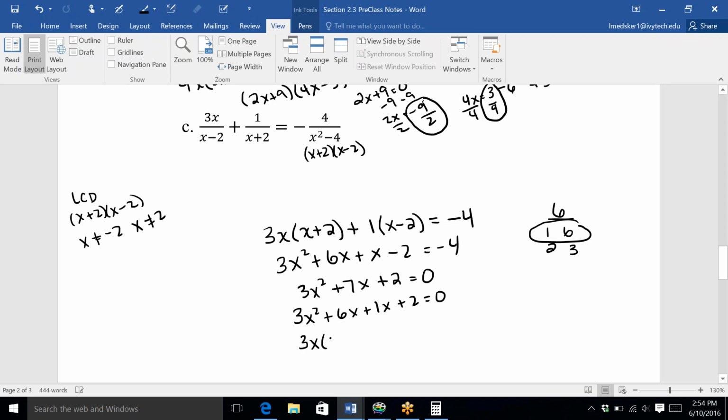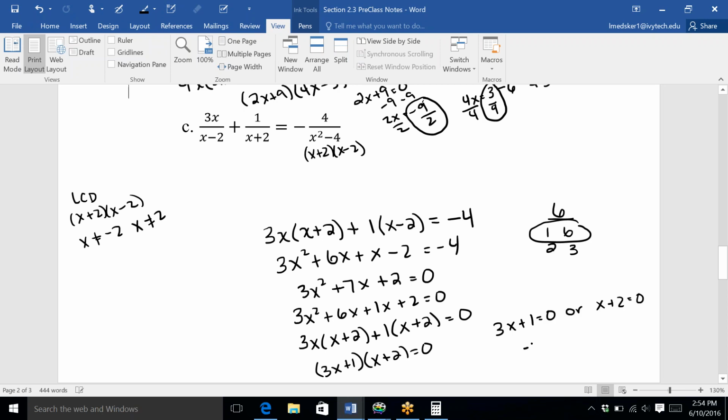Pull out a 3 and an x out of the first pair. Pull out a positive 1 because they have nothing in common, but you still have to pull something out for the second pair. And we get x plus 2 equals 0. Sorry, I didn't write the 3x plus 1. So we solve this. This would be 3x plus 1 equals 0, or x plus 2 equals 0. That would be negative 1/3 because you would subtract 1 and then divide by 3. And this one would be negative 2, which is not a solution because that is one of my domain restrictions.